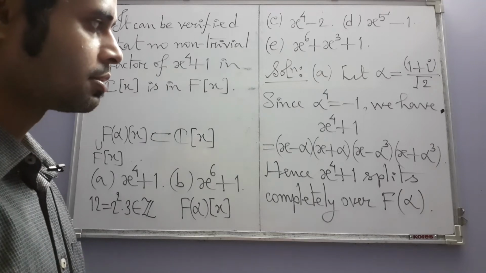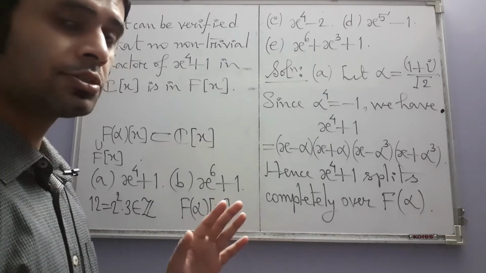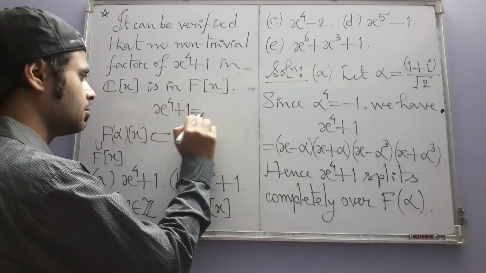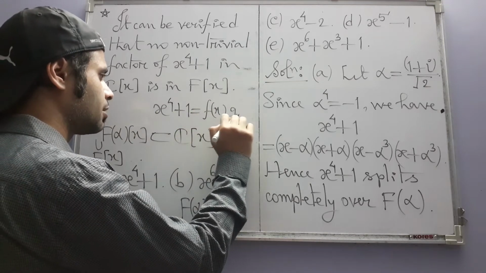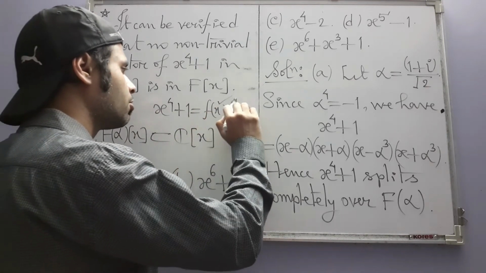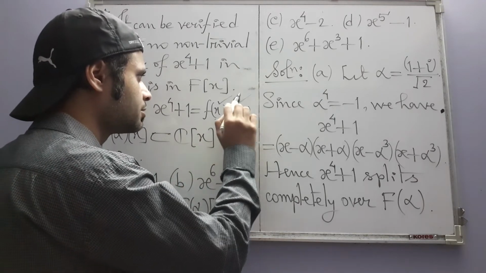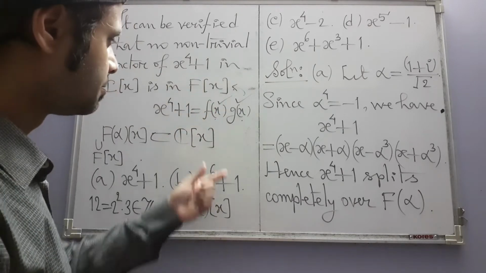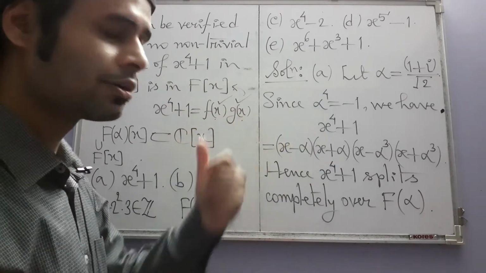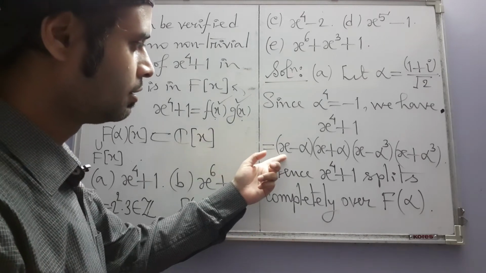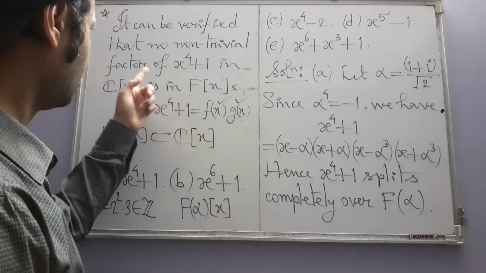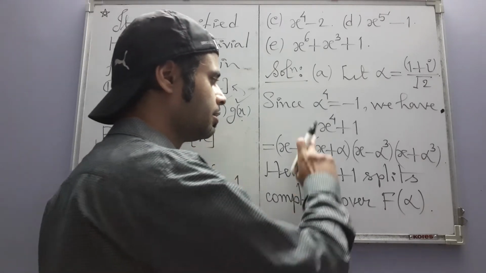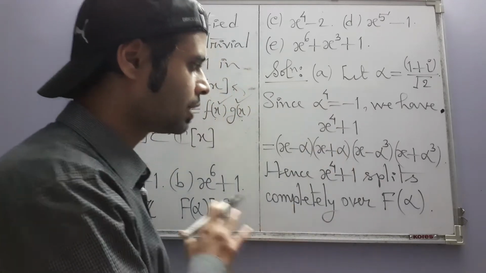Why? Because if that is not the case, then you can write this as f(x) times g(x) for some non-constant polynomials f(x) and g(x), both coming from the polynomial ring F[x]. But then f(x) and g(x) are non-trivial factors, and we are saying that no such non-trivial factor actually belongs to F[x]. That is why we are able to say that this is irreducible over the field of rational numbers.